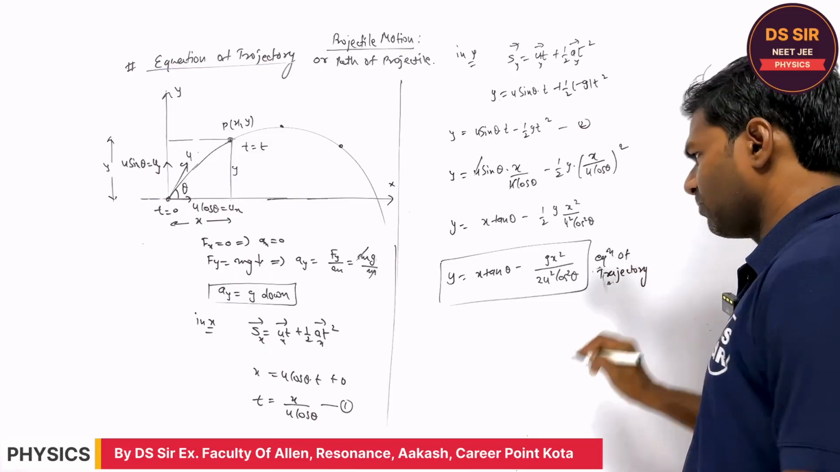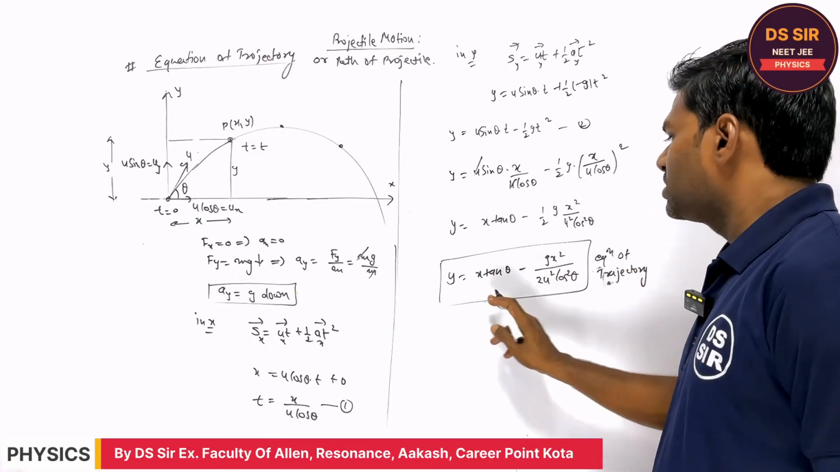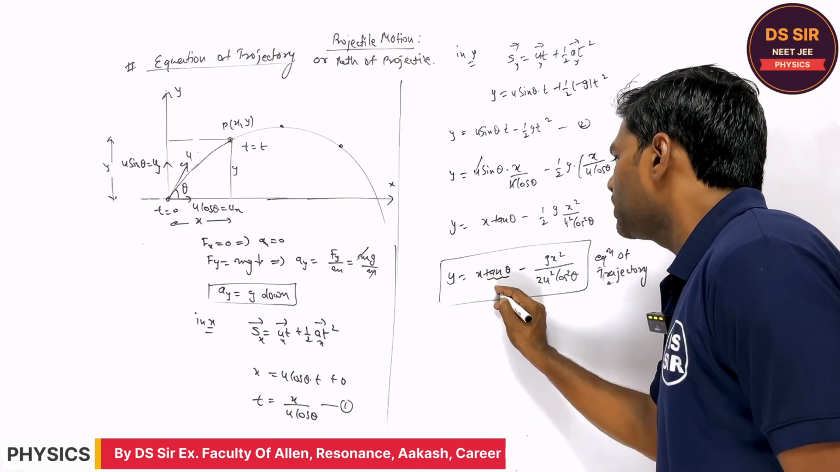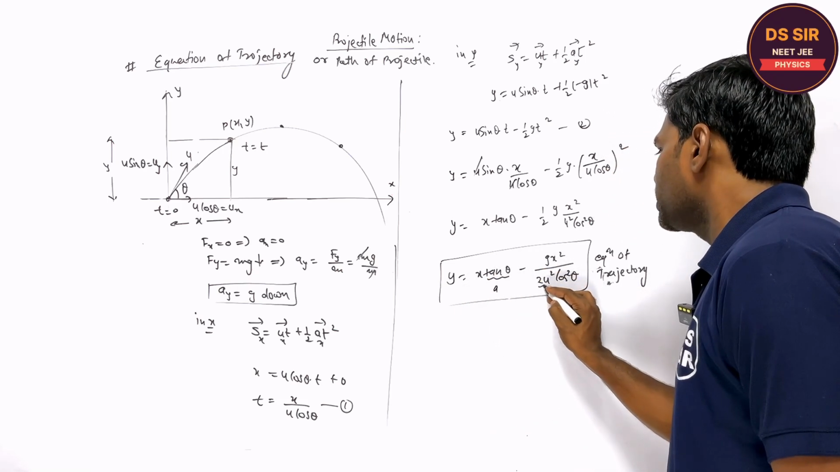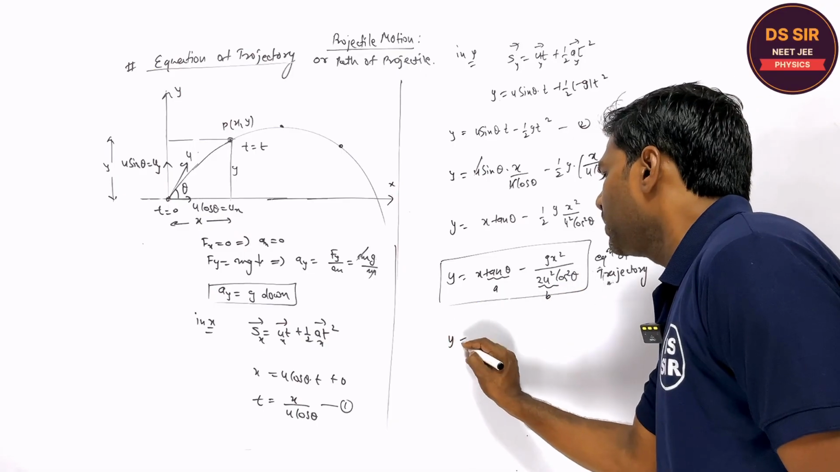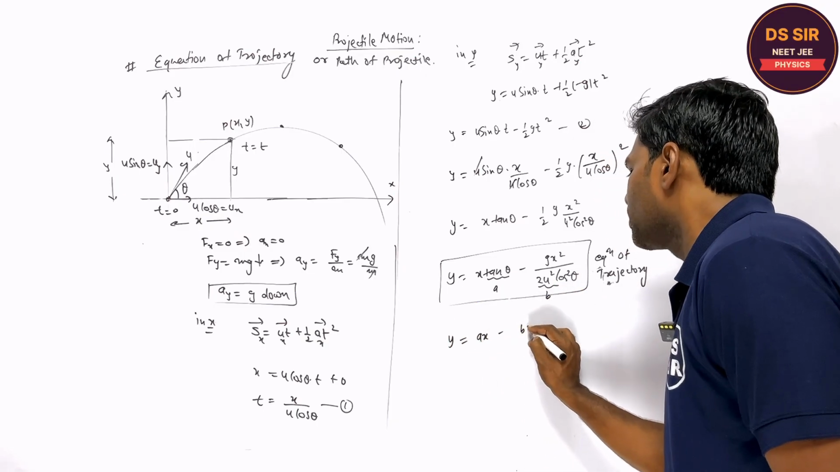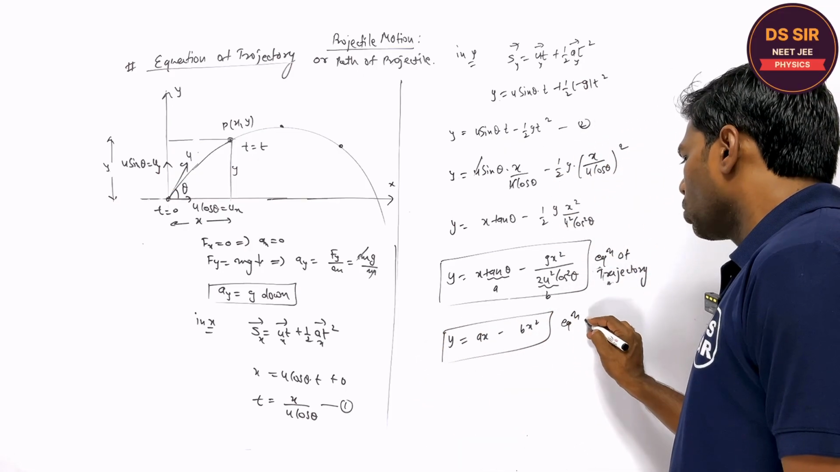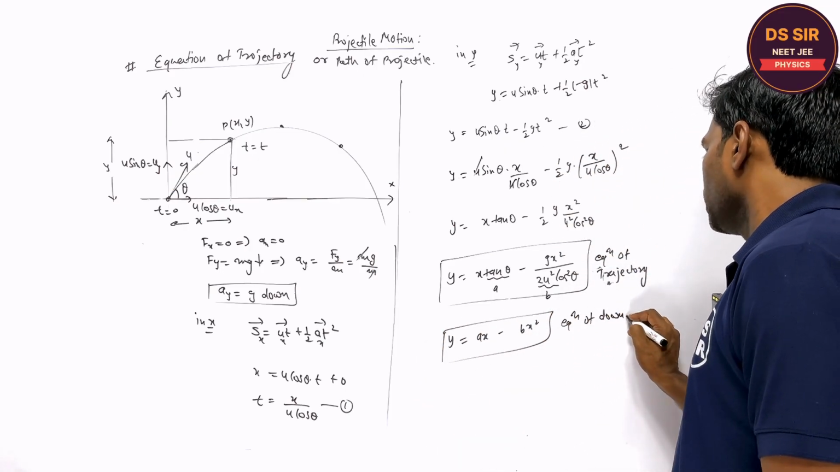All right, listen, one more thing. This is the equation of a parabola, a downward parabola. If you assume this to be a and this constant to be b, it may be written as ax minus bx square. So this is the equation of a downward parabola.